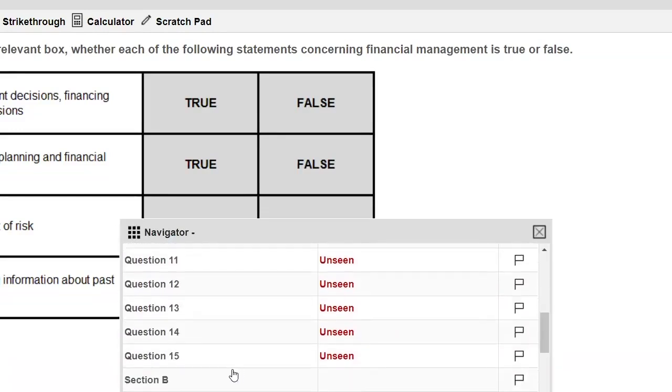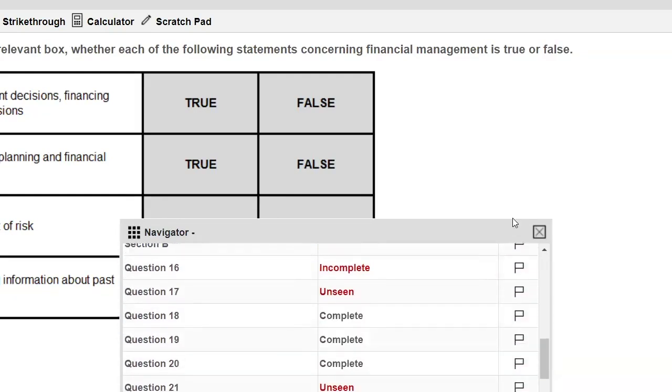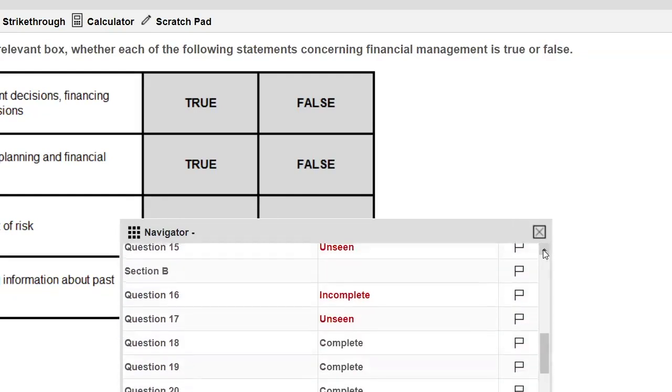After section A, we have section B, and section B will consist of 3 objective test case studies. As I told you, objective test case studies are similar to multiple task questions, which we have in the foundation level papers of financial accounting or management accounting.